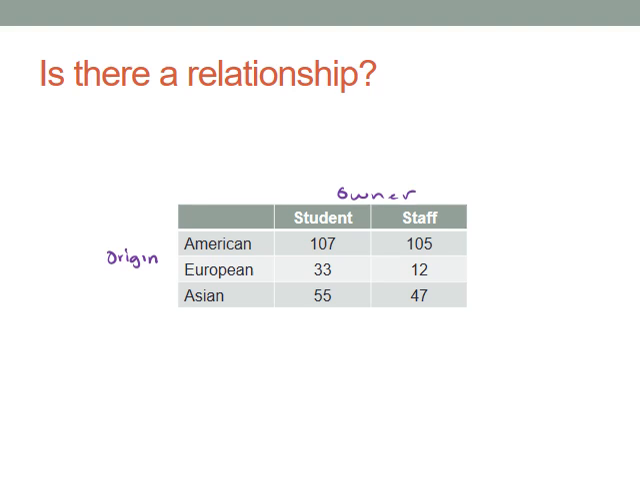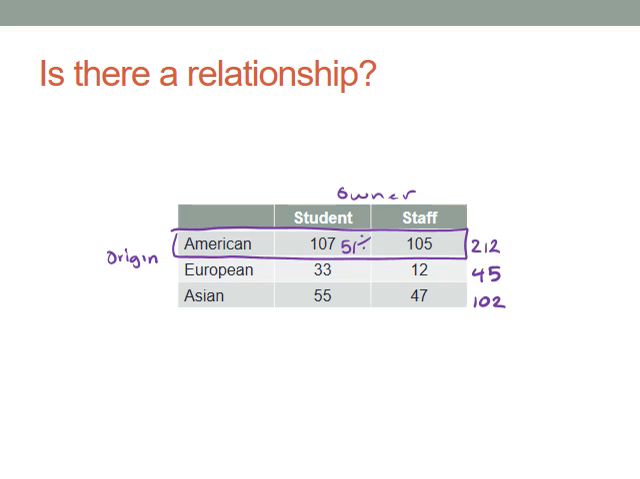So remember, if I know my totals, 212, 45, 102, and I'm going to do this one specific way, you could also do it in columns, then I can calculate for each category the percent of American cars that are owned by students. So out of the total of American cars, which is 212, what percent are owned by students? Well, that would be 107 out of 212. That's 51% versus 49%.